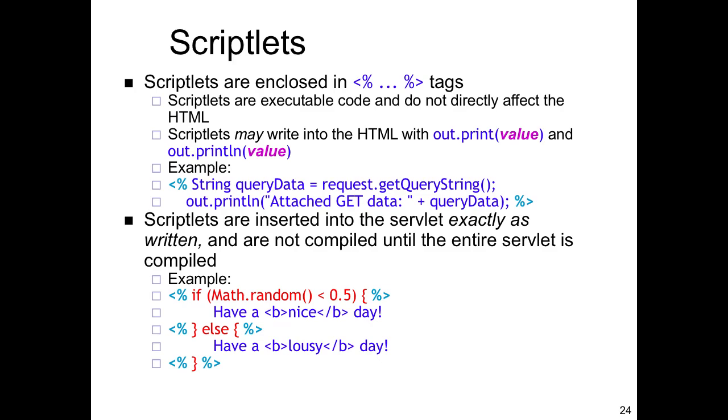If you want to start doing scriptlets, what you can do is enclose them in the angle bracket percent sign tags. That's going to be compiled into Java, and the scriptlets can write HTML using some out.println. So here we have an example where we go to the query string, we get some sort of data, and then we can use that data to output some sort of HTML.